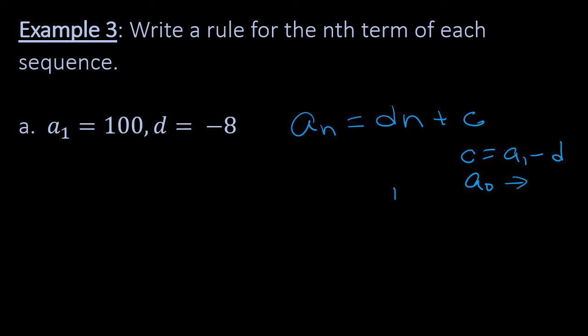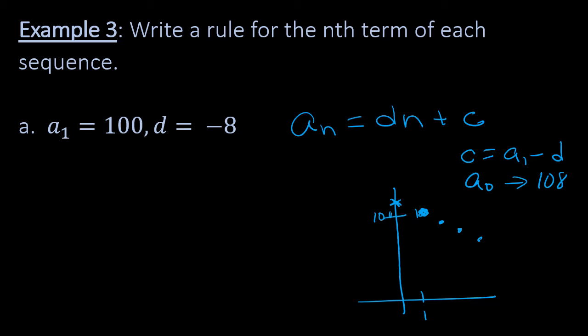So if you think of what's happening here, our first term is 100. So when we're at our first term, we're at 100. And our difference is minus 8. So we know that this is going to go down, down, down. So that means our first term was right here. So our a sub 0 in this problem was 108.